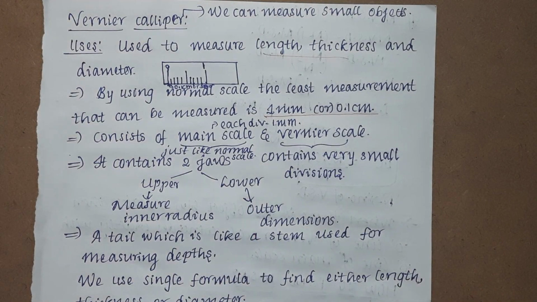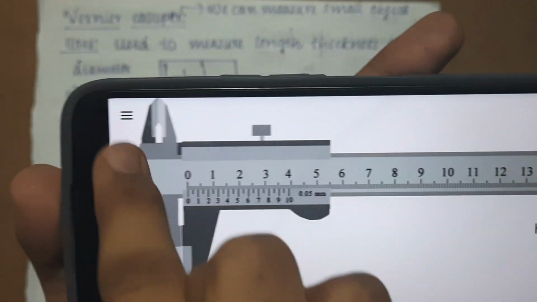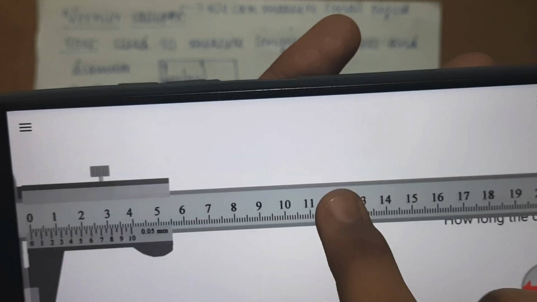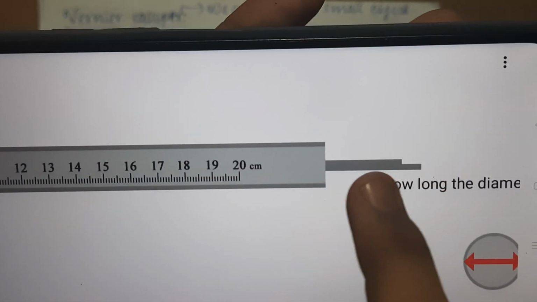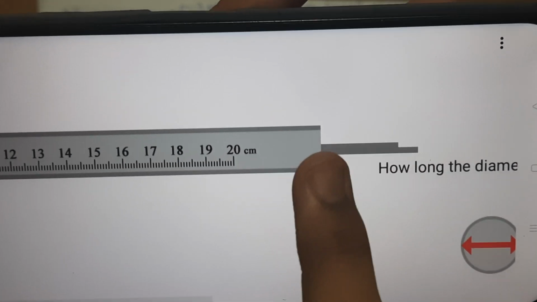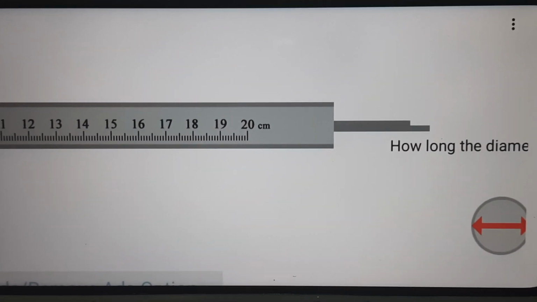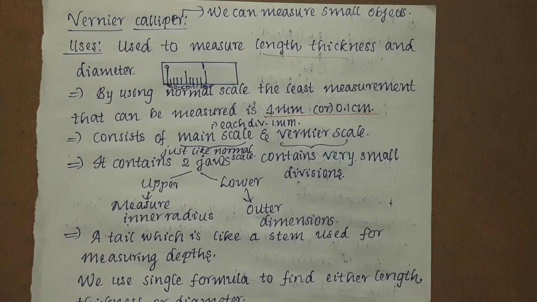By using the lower jaws, we can measure the outer dimension, and by using the upper jaws, we can measure the inner dimensions. It also has a tail, which looks like a stem. This is used for measuring the depths.